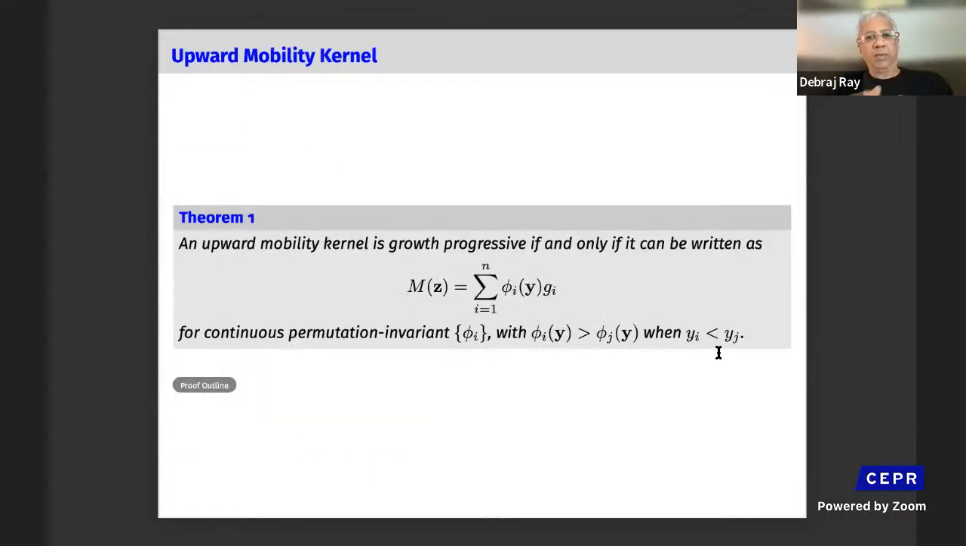Okay, and with that, I will state my first theorem, very easy to state, and I will not talk about the proof, but just to give you an idea, here is the astonishing power of the growth progressivity axiom. The growth progressivity axiom implies, if and only if, that the mobility measure has to be written as a linear sum of growth rates. The mobility must be linear in growth rates.